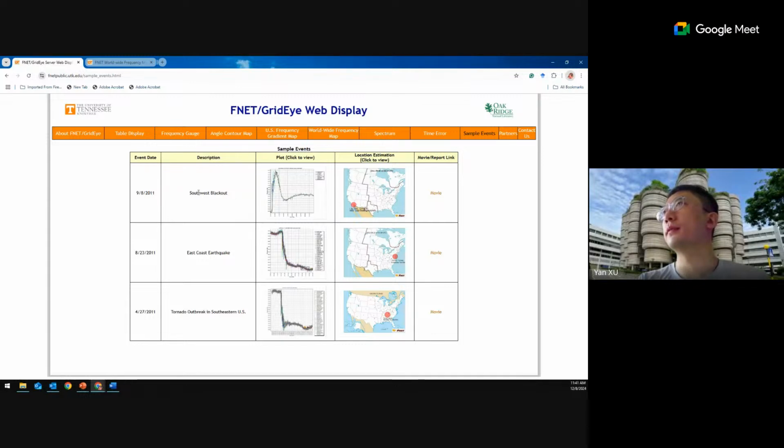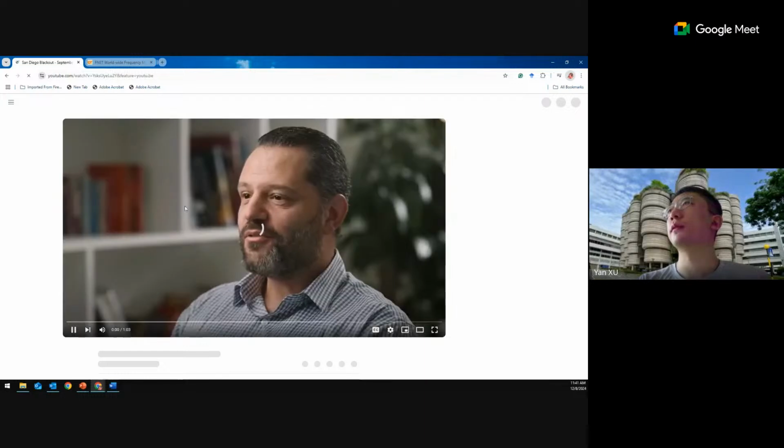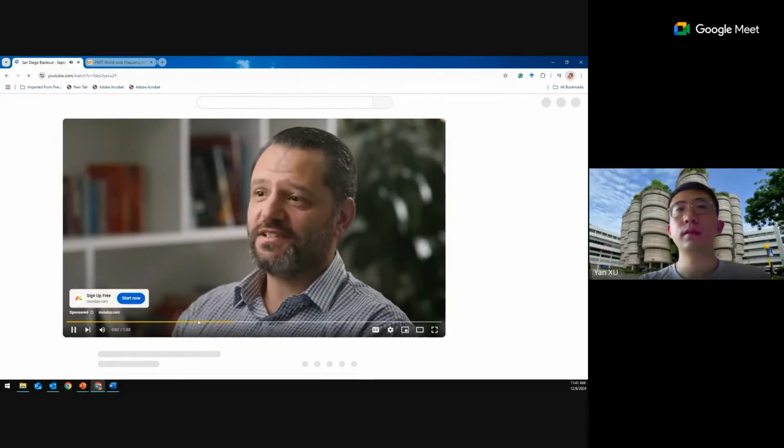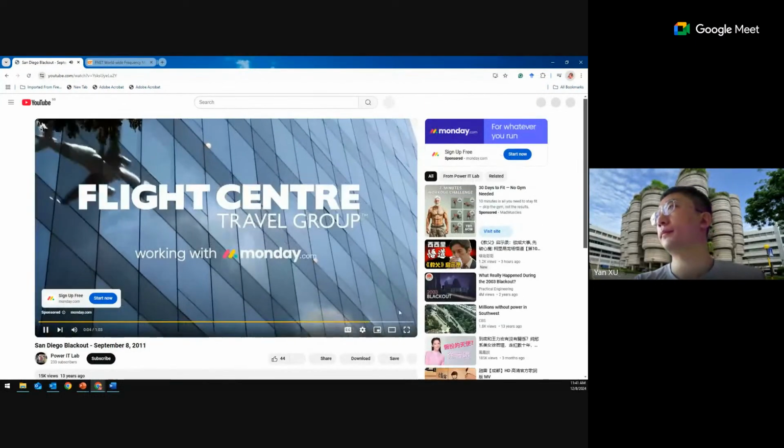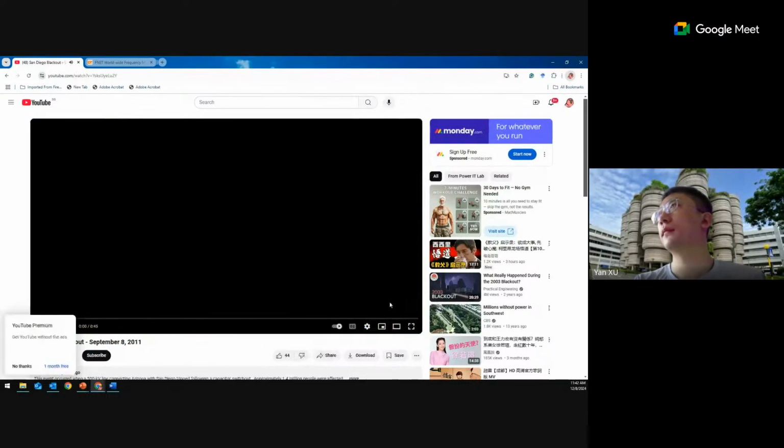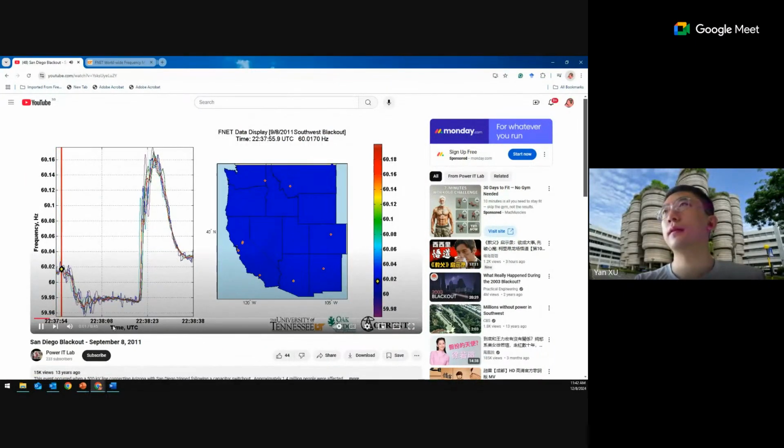Now I want to show some blackout events you see during the frequency measurement. So you can see this is a blackout. Let's see what the frequency looks like. Initially, the frequency stays around 60 hertz. After that, suddenly there is a disturbance. The frequency drops to 59.96. Then it stays at this low level for a certain time.